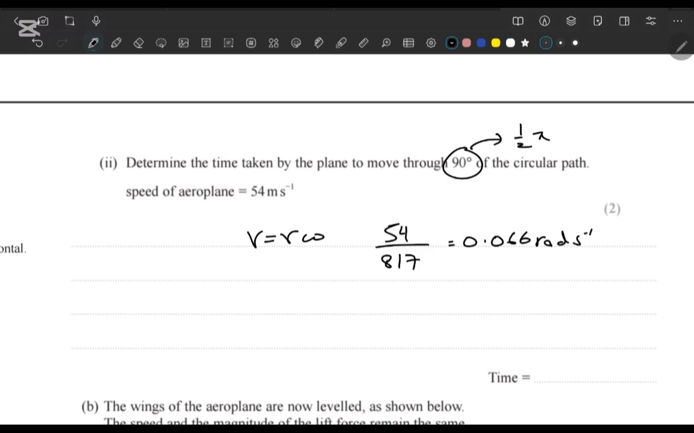So that gives me the value of 0.066 rad per second. And then we can say omega equals change in theta divided by change in time. And then 0.066 equals half pi over t. We can find the value of t, and that's going to be 23.8 seconds.